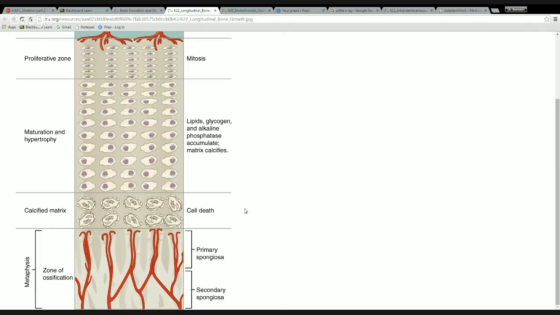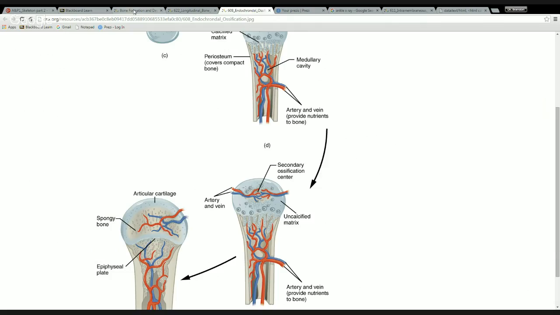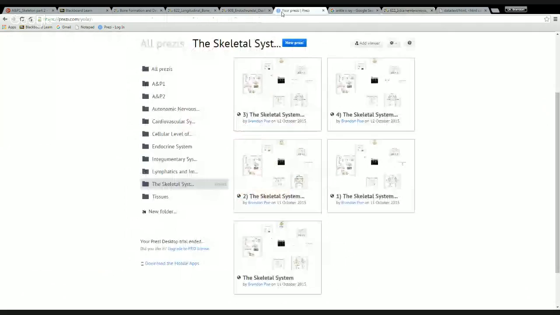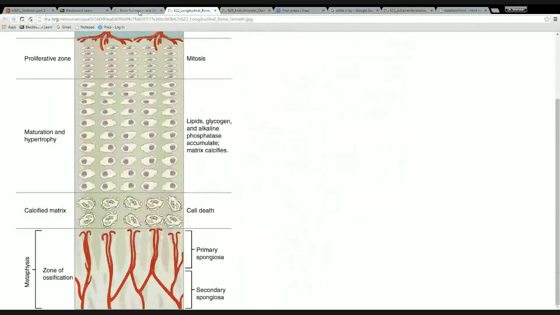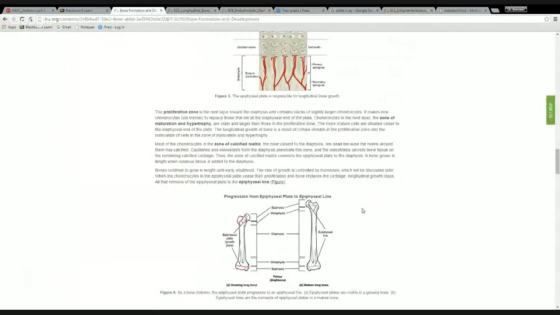So if we go back to this picture here, real quick. Oh, not this picture. Where'd it go? Oh, well, I must have closed that picture.